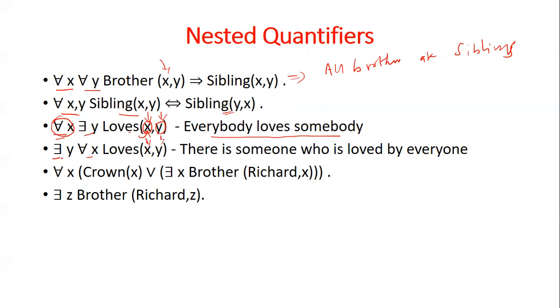Here X is the universal quantification and Y is the existential quantification. But Y comes at the outer level and X comes at the inner level. So this also you should understand because it's nested, right? Here X is the outer level and Y is the inner level. First we wrote everybody, so everybody loves somebody, right?